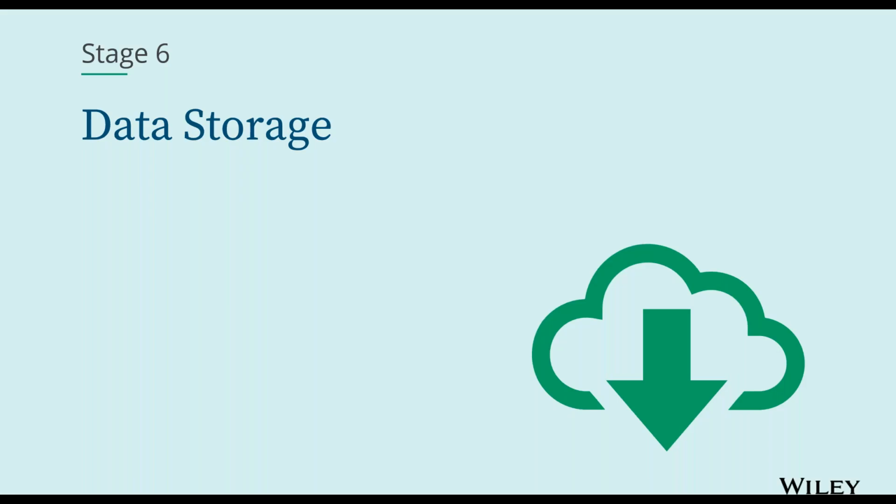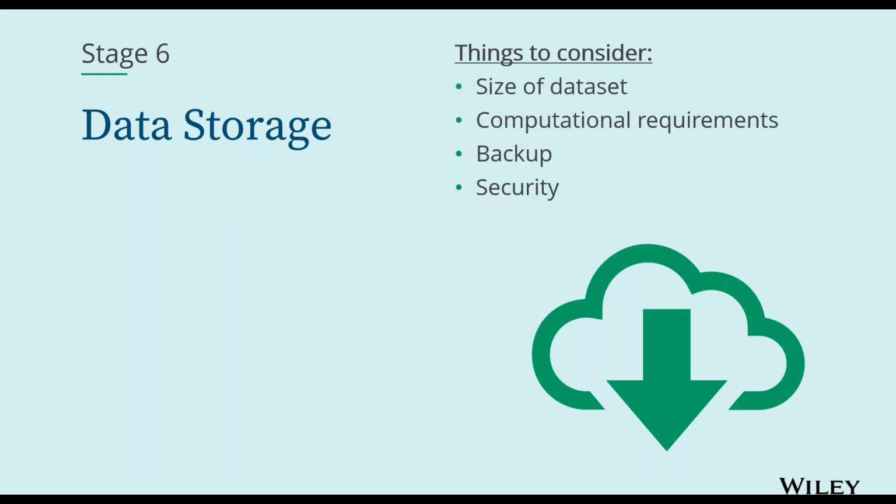Okay, let's go to data storage. We're almost there. Things you want to consider when you think about data storage are the size of your data set and your computational requirements. Again, if your file is really large and you need high processing speeds, you need to think about that. You also want to consider backing up all of your data. It's essential that you always have backup copies. And lastly, security. If you are working with sensitive data, such as medical data or human subject data, you need to make sure that your storage system meets security standards.